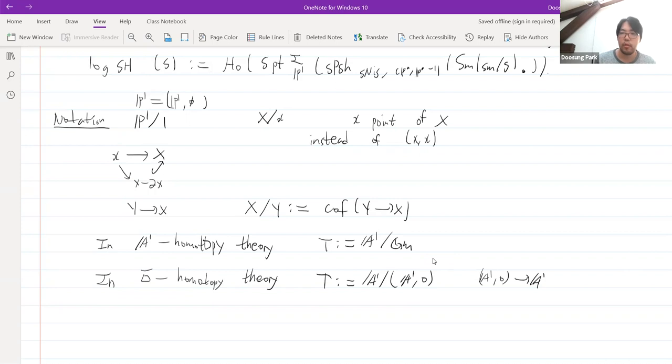And one thing I need to say is that P1 modulo one is box equivalent to, so equivalent in logSH^S1 to T.